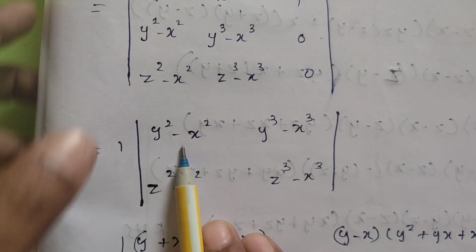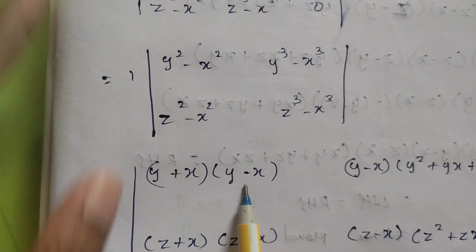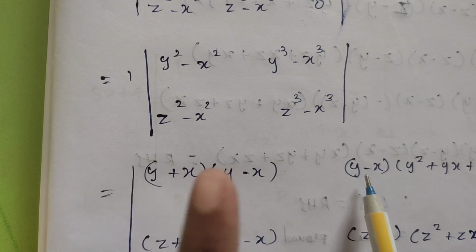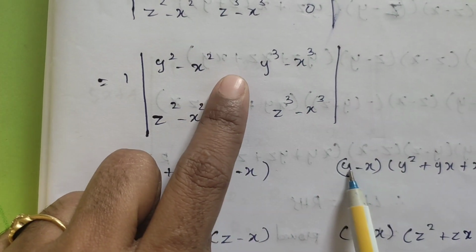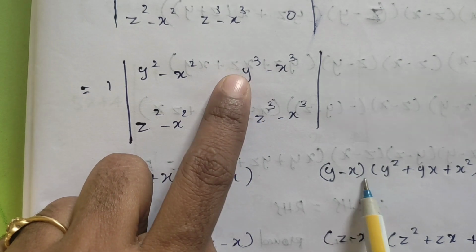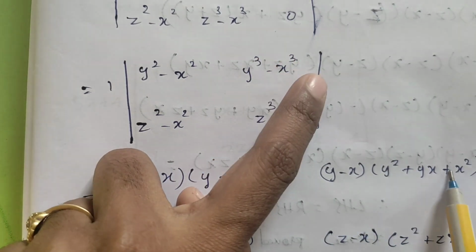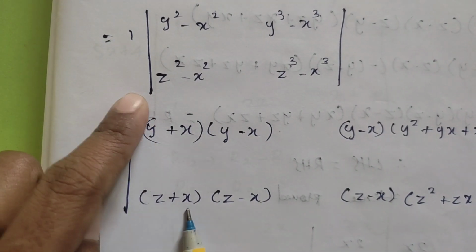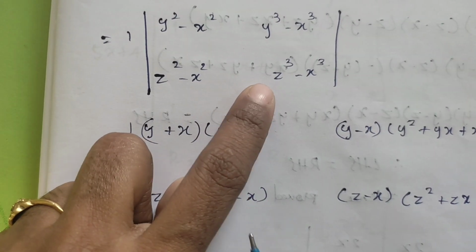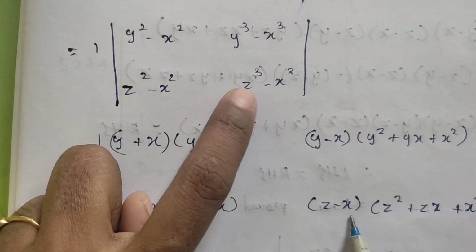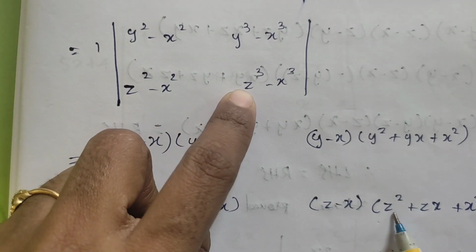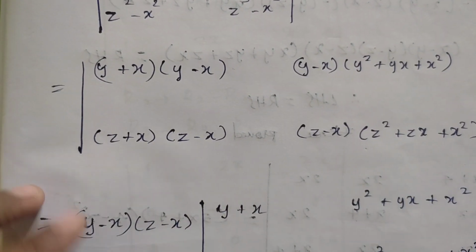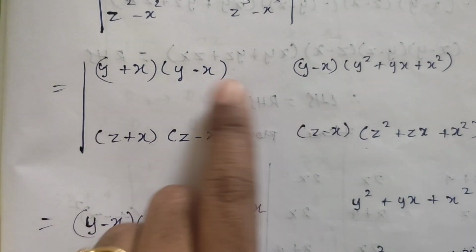So y square minus x square, I can write as y plus x, y minus x. Y cube minus x cube can be written as a minus b into a square plus ab plus b square. That formula is applied here: y minus x, y square plus yx plus x square. Same again for z square minus x square. This I can write as z plus x into z minus x. Here a cube minus b cube, a minus b, z minus x into z square plus x square plus zx.